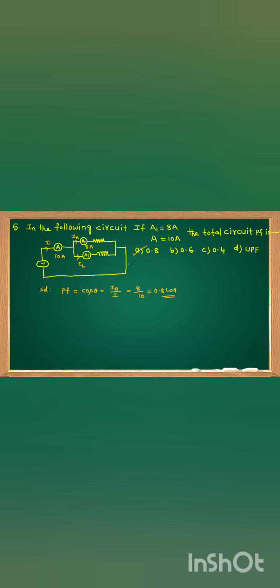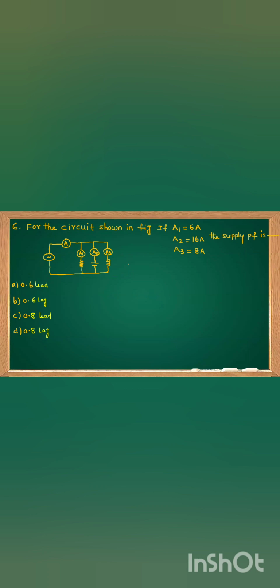Simple question. A1 is the IR value. A2 is IL, but no need to find A2 because A1 is the IR. That is the current in the resistance. I is the total current. So we are getting 0.8. Clear, friends?